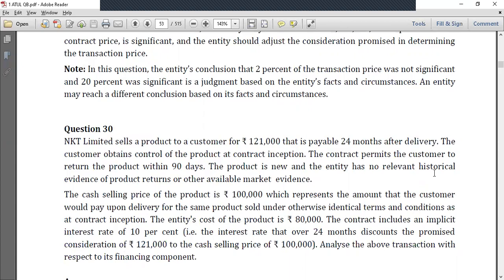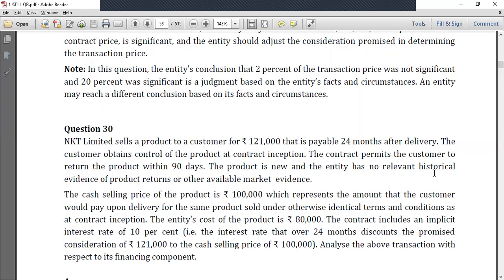Next question is 30th. NKT Limited is selling a product to the customer for 1,21,000, that is payable 24 months after delivery. How many months after delivery? 24 months. So you can say there is a significant financing component because the period is more than 1 year. Here the customer obtains control of that product at the contract inception itself, and the contract permits the customer to return the product within 90 days. That is the return period.